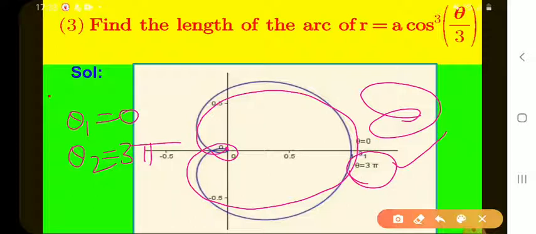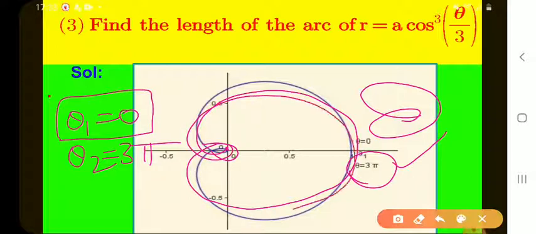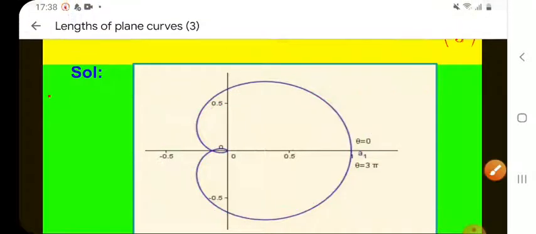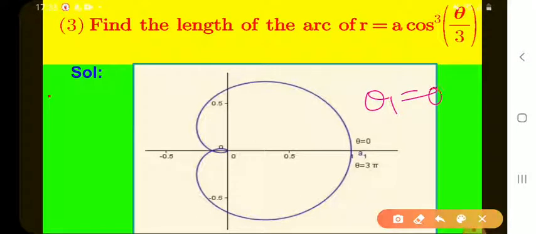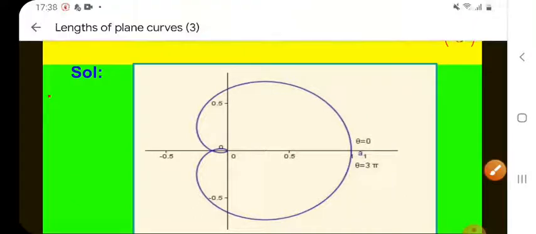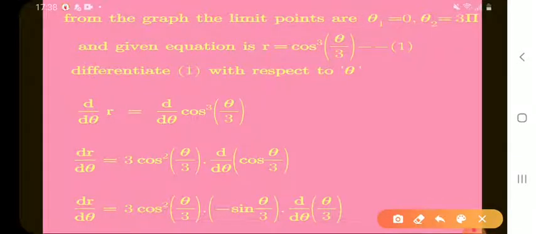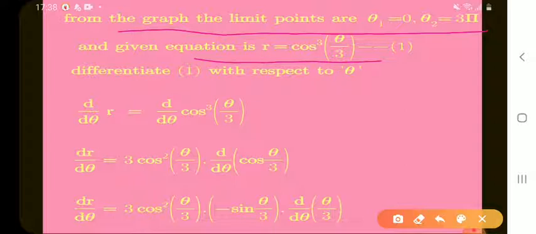Okay, is it clear? The starting angle is 0. The arc starts at the angle theta equals 0 and rotates 3 pi times. So that angle is 3 pi. So these are the limit points of the given graph. First we draw the graph and find the limit values. What are the limit values here? Theta 1 equals 0 and theta 2 equals 3 pi. Okay, next we have to find the derivative of the given equation. See here, what is the given equation? From the graph, the limit points are theta 1 equals 0 and theta 2 equals 3 pi, and the given equation is r equals a cos cube theta by 3.